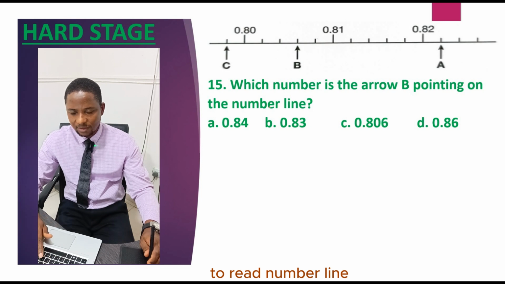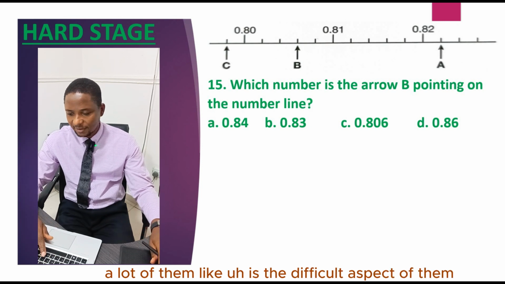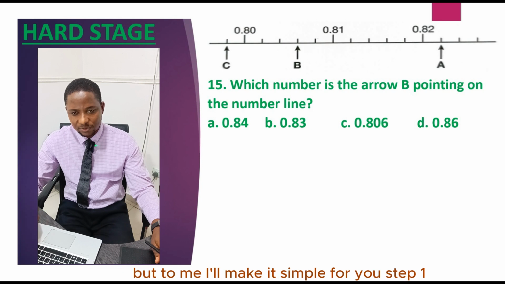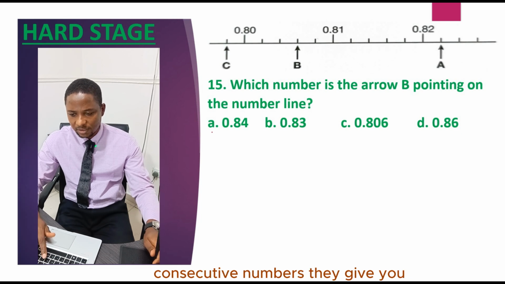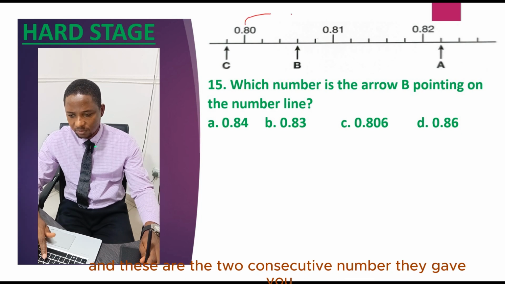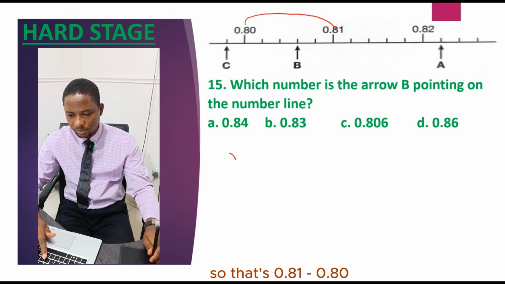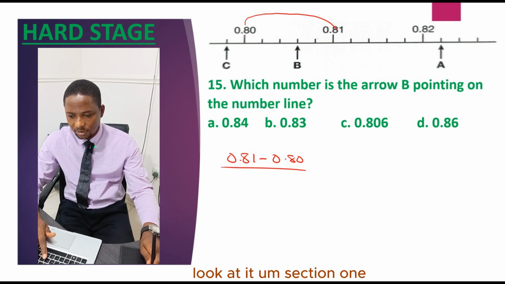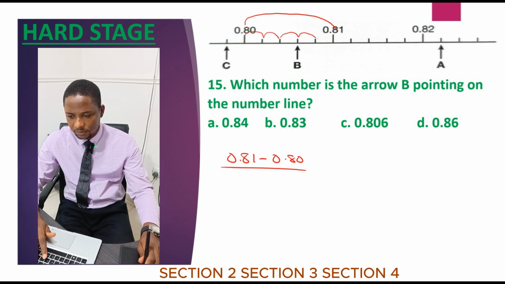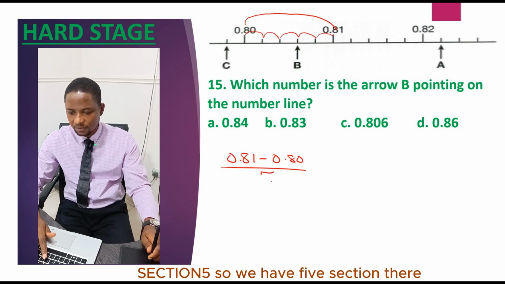The last question. Which number is the arrow B pointing on the number line? To read number line, a lot of students find it the difficult aspect, but I'll make it simple for you. Step 1, you take the difference between 2 consecutive numbers they gave you, and these are the 2 consecutive numbers they gave you. So that's 0.81 minus 0.80. Then you divide it by the number of sections. Look at it. Section 1, section 2, section 3, section 4, section 5. So we have 5 sections there.